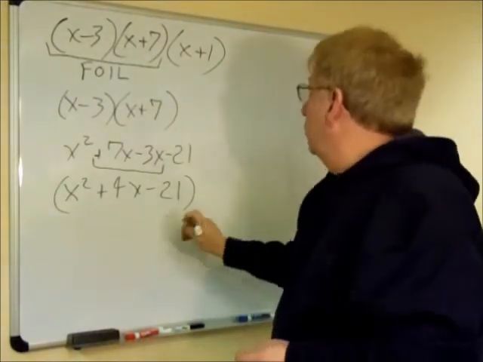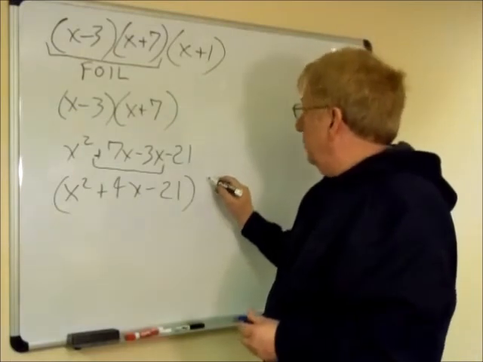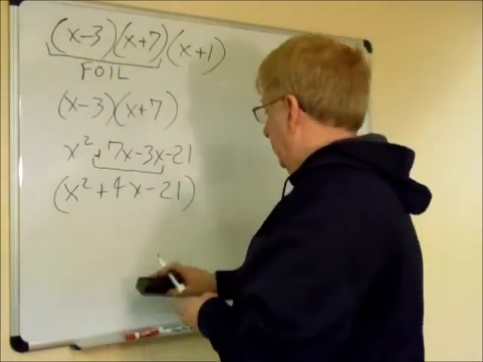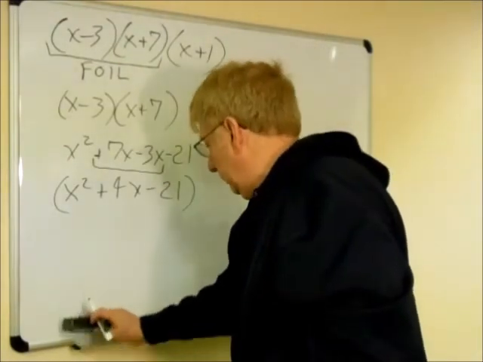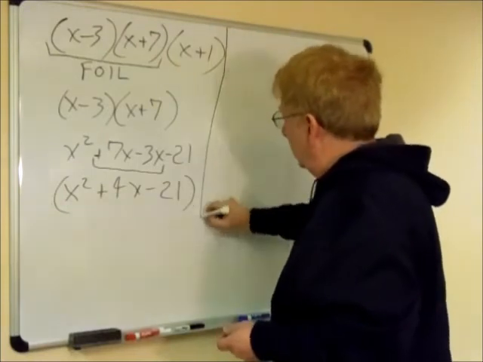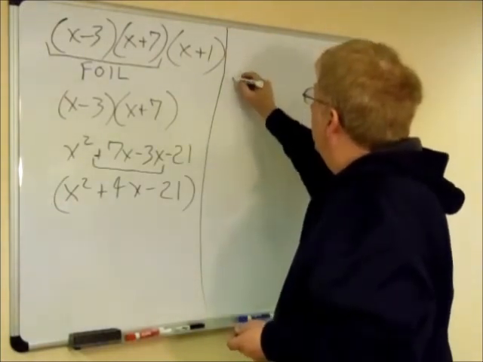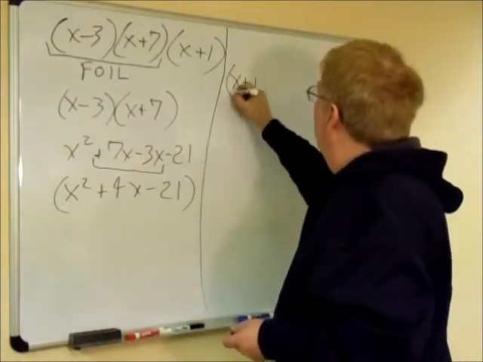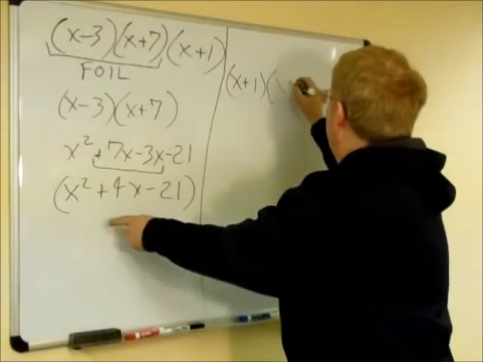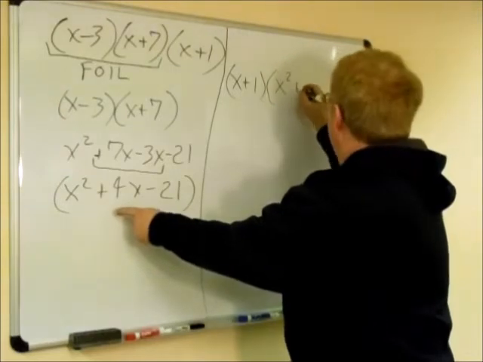We look at this and see, can we combine the 2 middle terms? Yes, we can. Plus 7x minus 3x gives me 4x. So I have x squared plus 4x minus 21 as the trinomial that resulted from using FOIL on the first 2 binomials. So I have this trinomial, and I have that times x plus 1. Now we have x plus 1, this term that was left, times this trinomial that we got using the FOIL method.